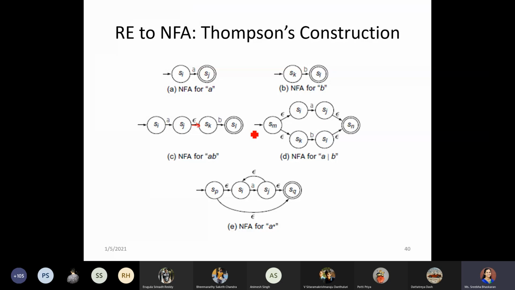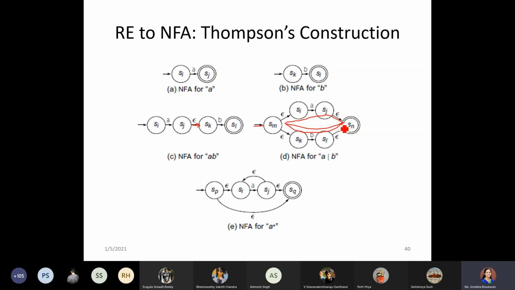So from the initial state, either you can take this path to reach the final state, or you can take this path to reach the final state. You can't take both at a time. So A or B, which is the union part. Either you can take the path of A or you can take the path of B, but not both.